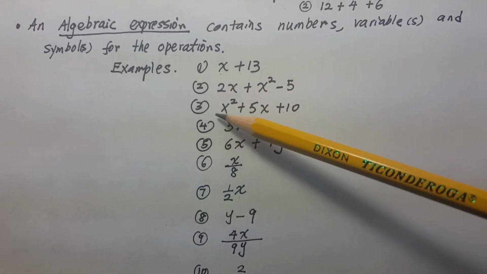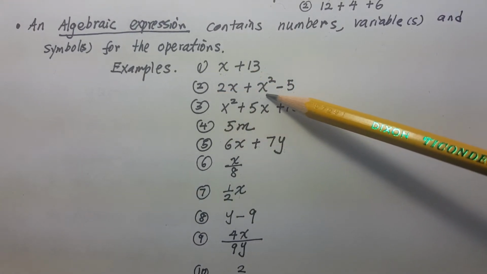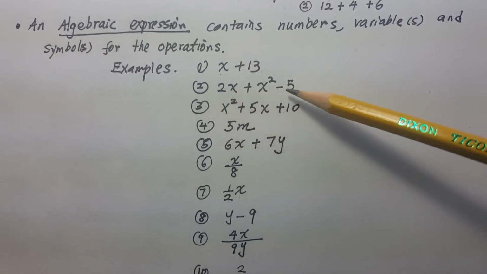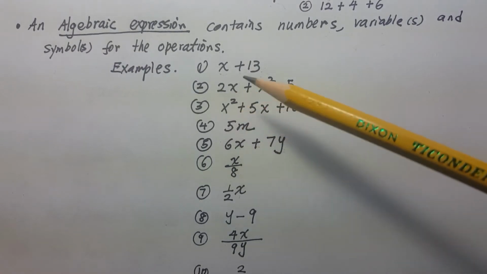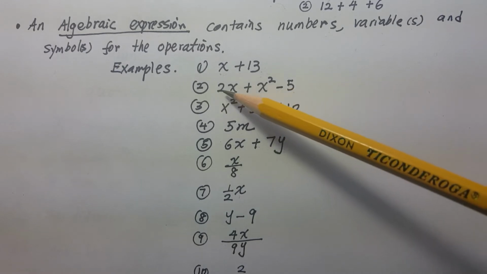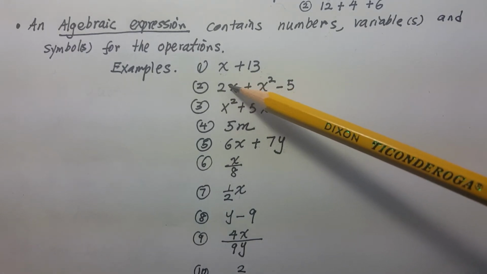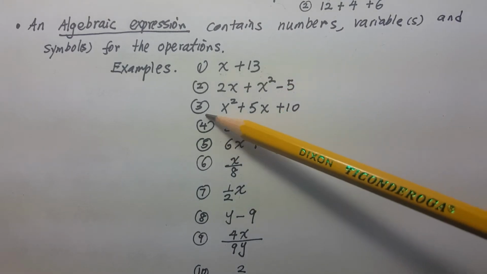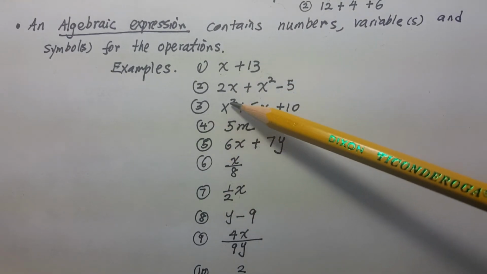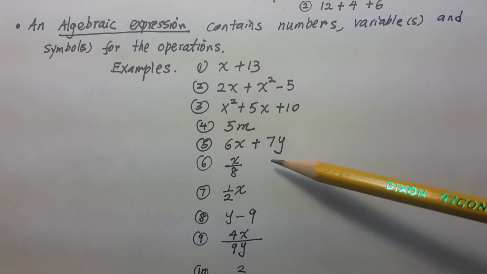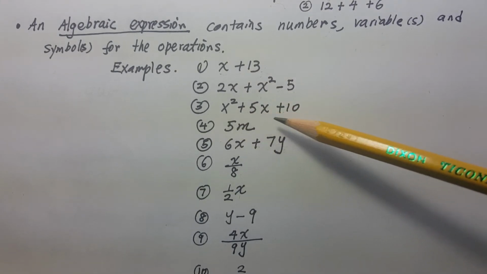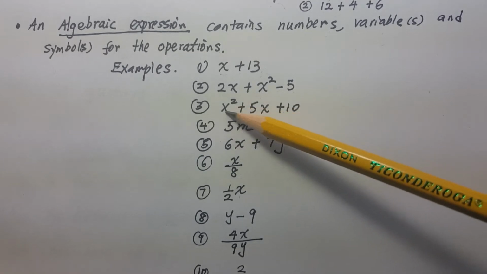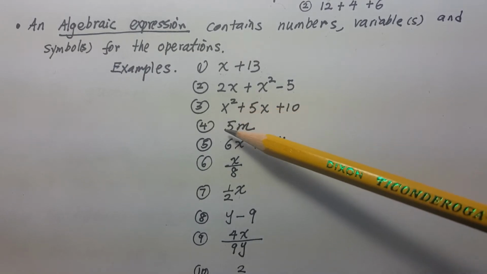Number 2, it has numbers, it has variable x. So therefore, this one is an algebraic expression. It has addition, subtraction, and 2x means 2 times x. X squared means x times x. Number 3, we have x squared plus 5x plus 10. We have variable x, numbers 5 and 10, and we have addition, multiplication, and multiplication. X squared means multiplication.